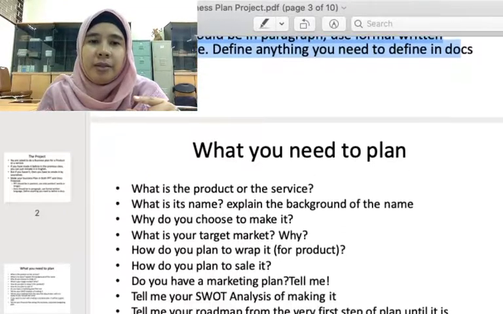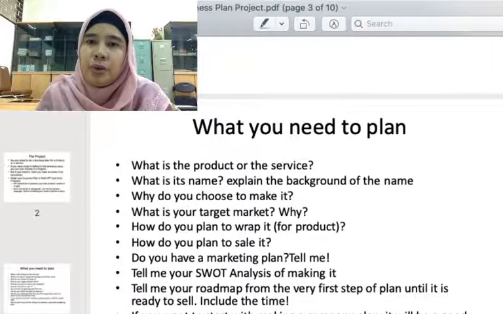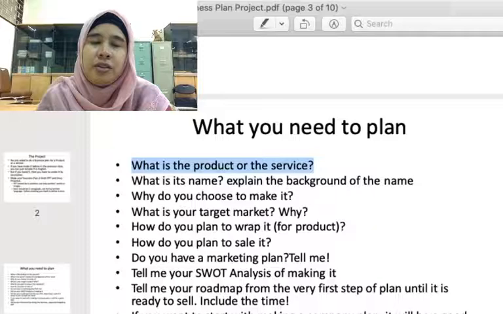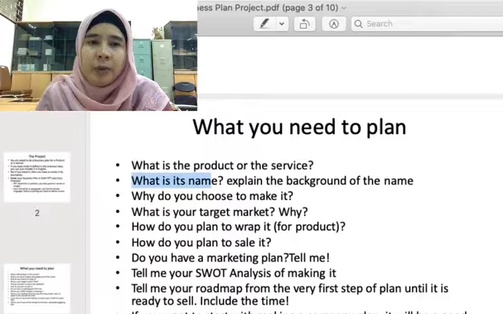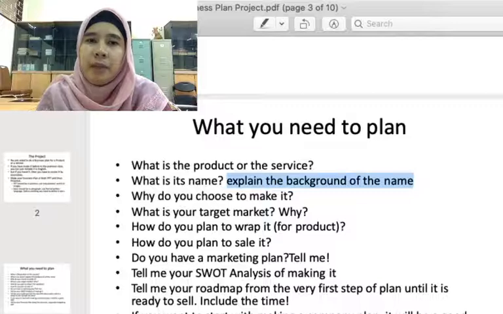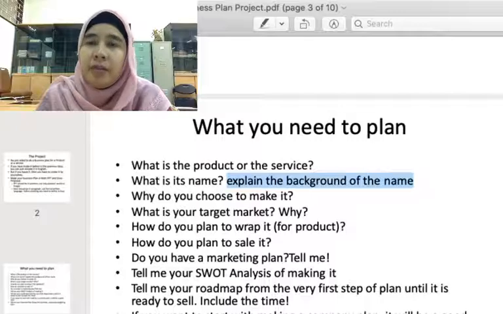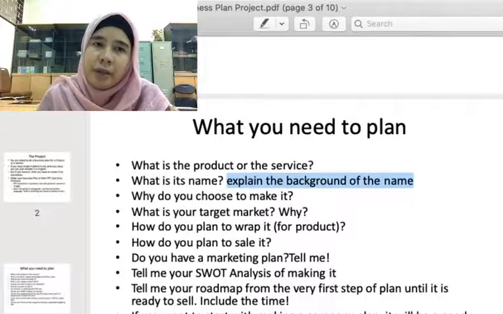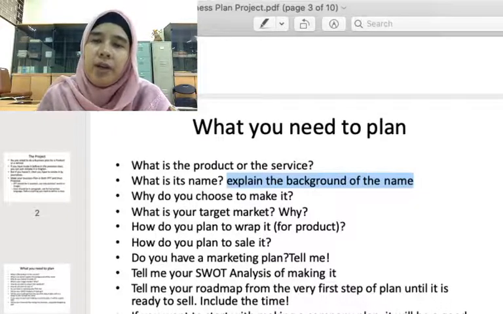Okay, what you need to plan is this one. It is the same as the points that I gave you in the first meeting. The first one is what the product or the service is. You need to explain it. And then what is its name, the name of the product or the service. And then explain the background of the name. Background here can be the philosophy of the name or the history of the name, until you get the name of the product or the service.